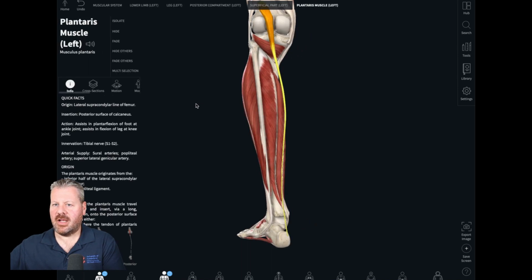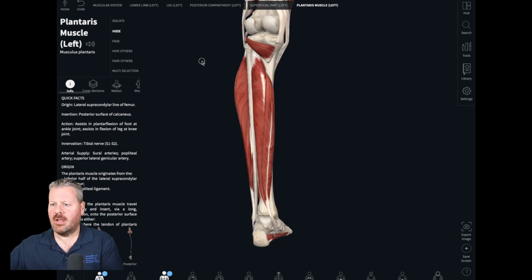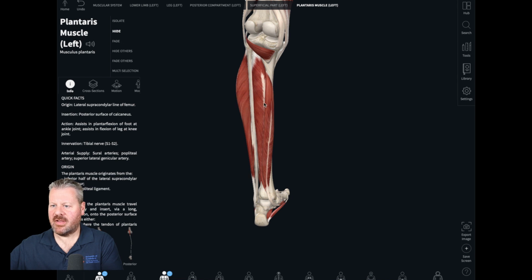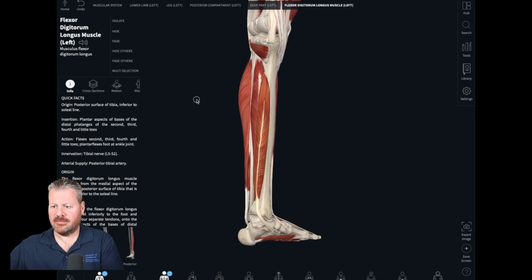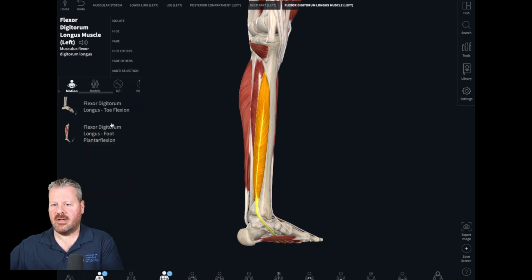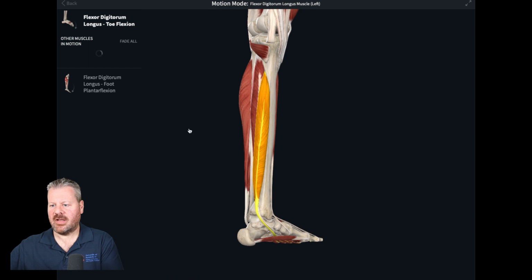Let us just hide plantaris because it's not a great contributor. And see what else we have here. Flexor digitorum longus. Again, involved in toe flexion.